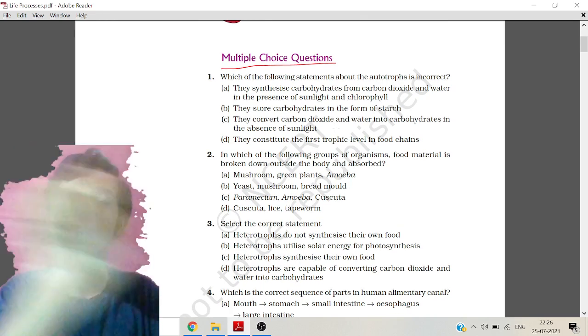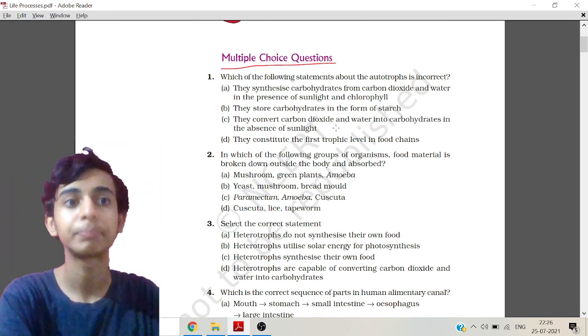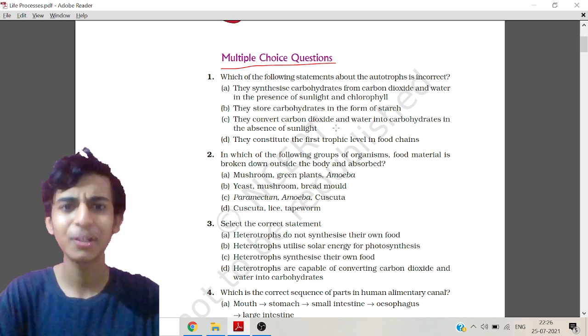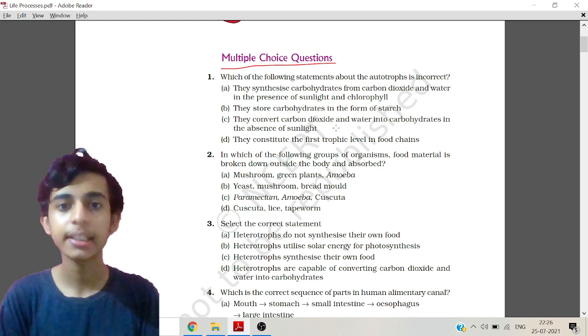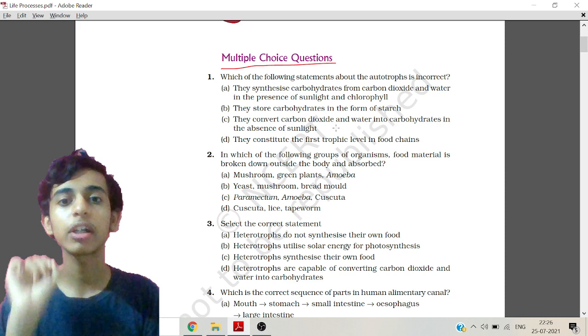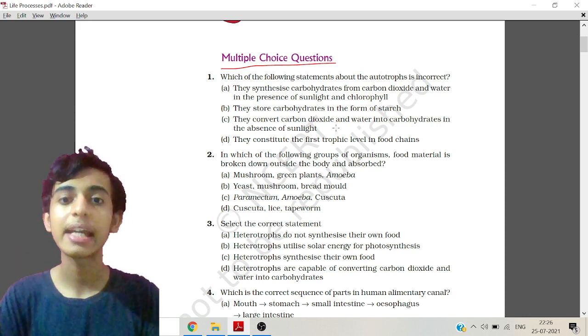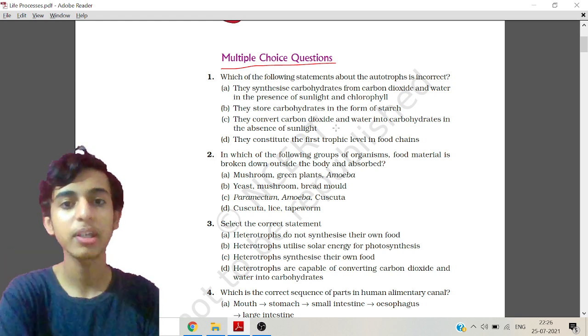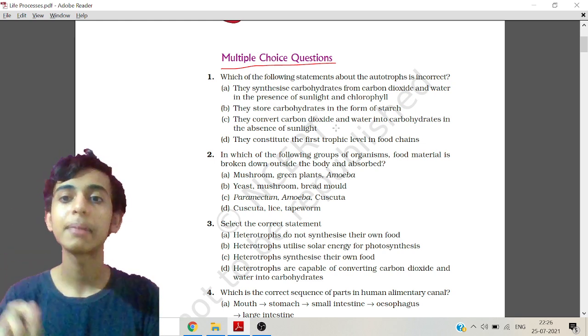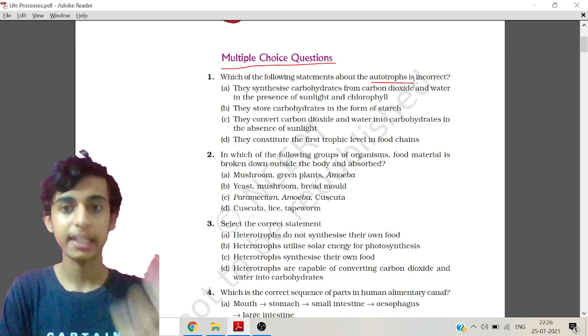Moving to the first question of your exemplar, I don't know what the page number is, you can just open your book for your reference, right? Now I will be telling you a lot of tips and tricks that you can use while solving the questions of the exemplar. Now, question 1 says, which of the following statements about the autotrophs is incorrect?